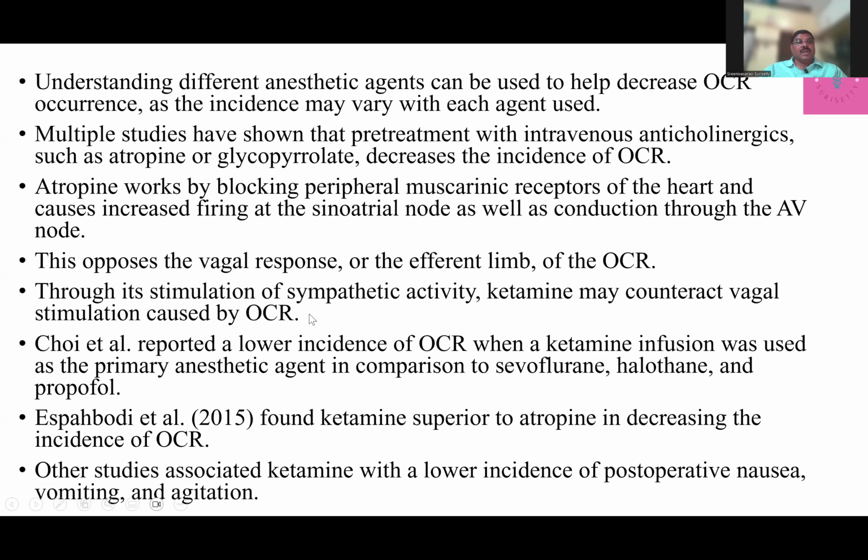Choi et al. reported a lower incidence of ocular cardiac reflex when a ketamine infusion was used as the primary anesthetic agent in comparison to sevoflurane, halothane, and propofol. Another study found that ketamine is superior to atropine in decreasing the incidence of ocular cardiac reflex. Other studies associate ketamine with a lower incidence of postoperative nausea, vomiting, and agitation also. So ketamine and these anticholinergic medications will decrease the ocular cardiac reflex.